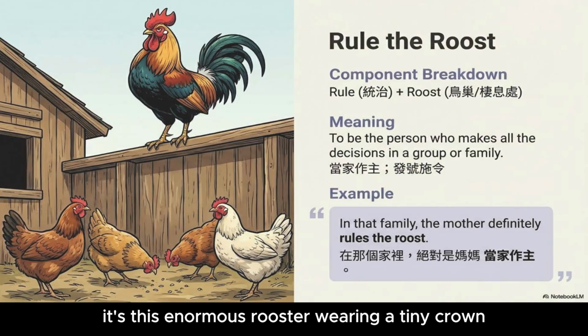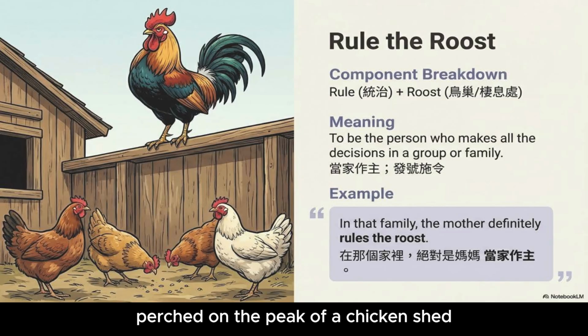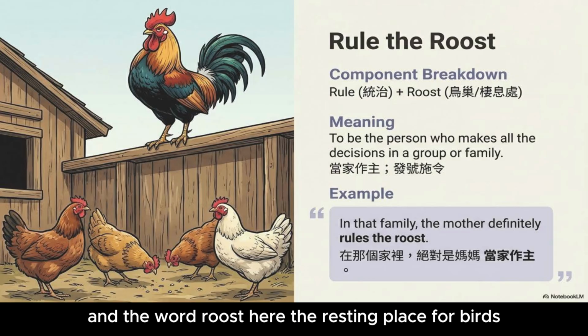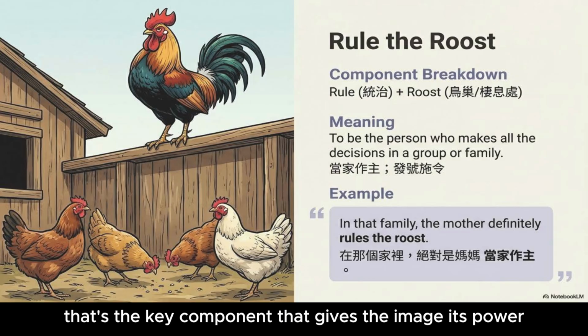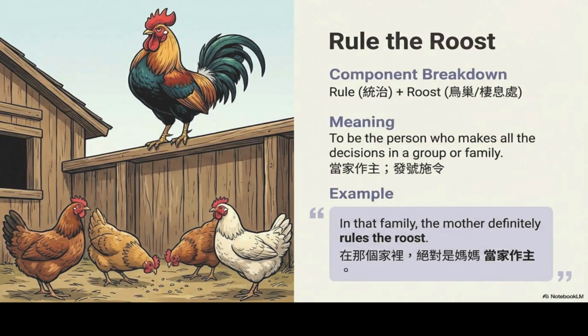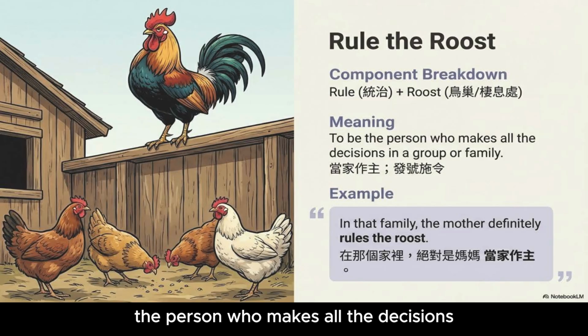It's this enormous rooster wearing a tiny crown perched on the peak of a chicken shed. All the smaller hens are milling about below. And the word roost here, the resting place for birds, that's the key component that gives the image its power. So the meaning is just to be the person who makes all the decisions in a group or a family, the supreme authority in their little domain. And the example nails it. In that family, the mother definitely rules the roost. That crowned rooster image, it just locks it in your memory.